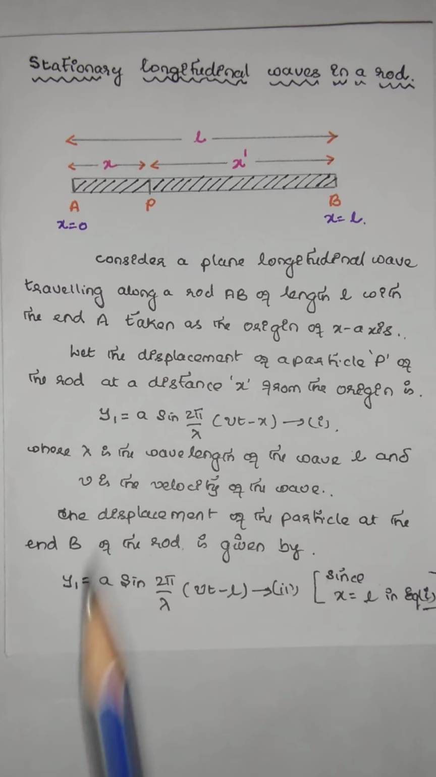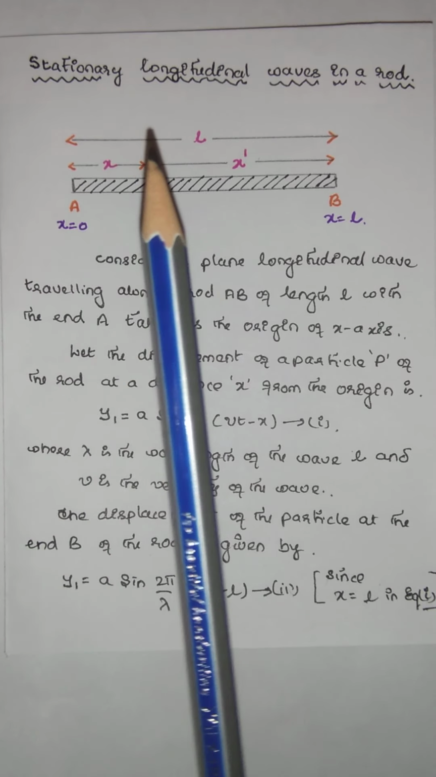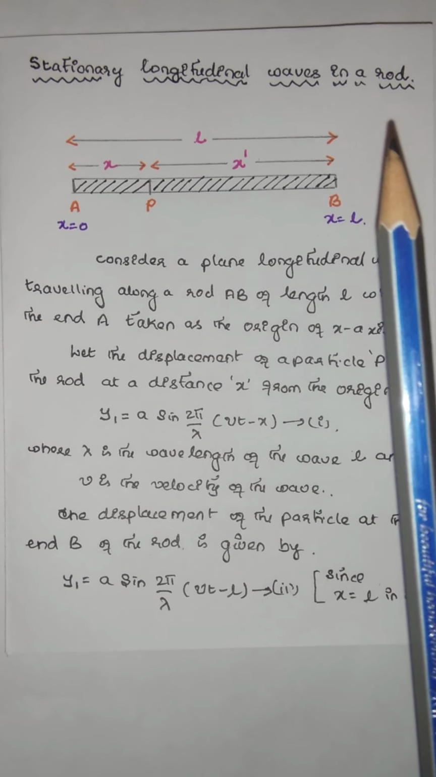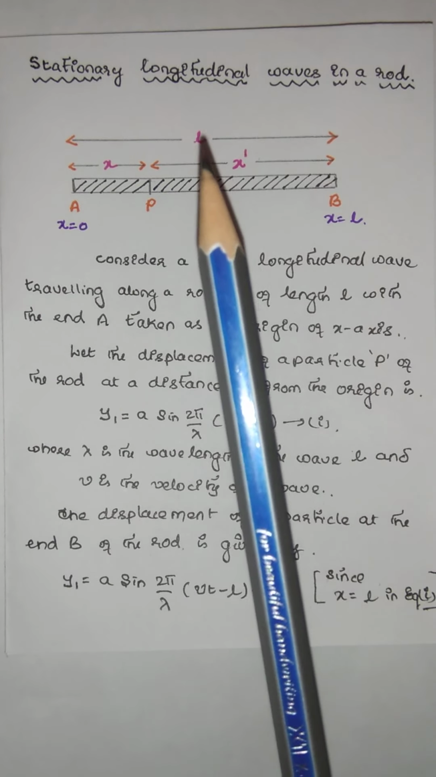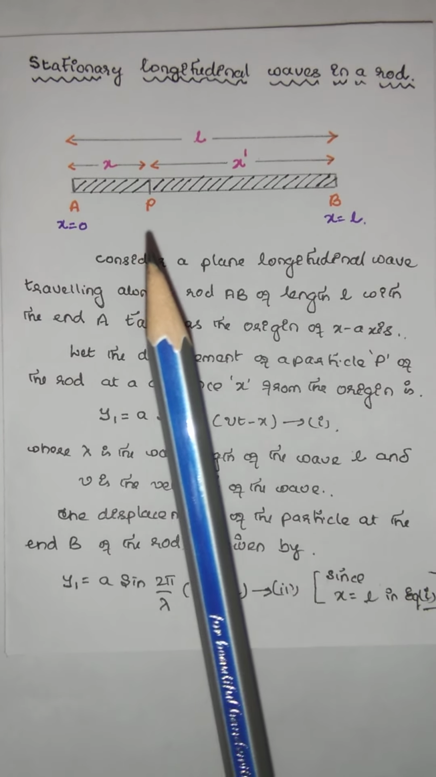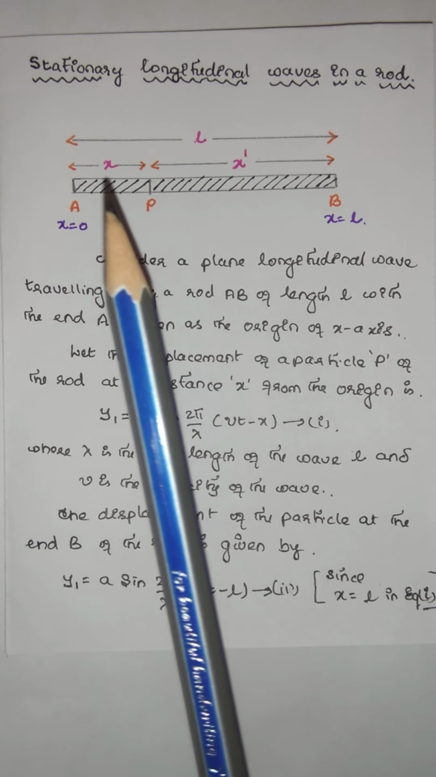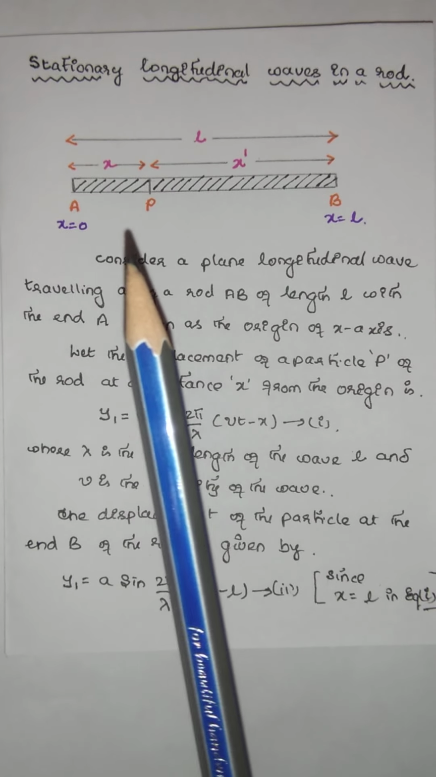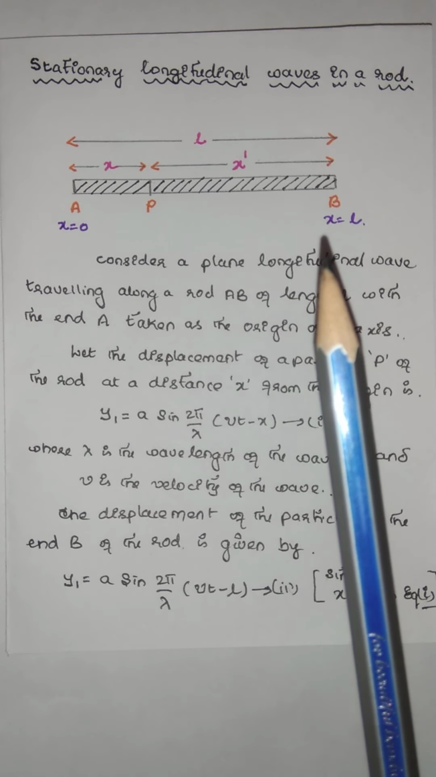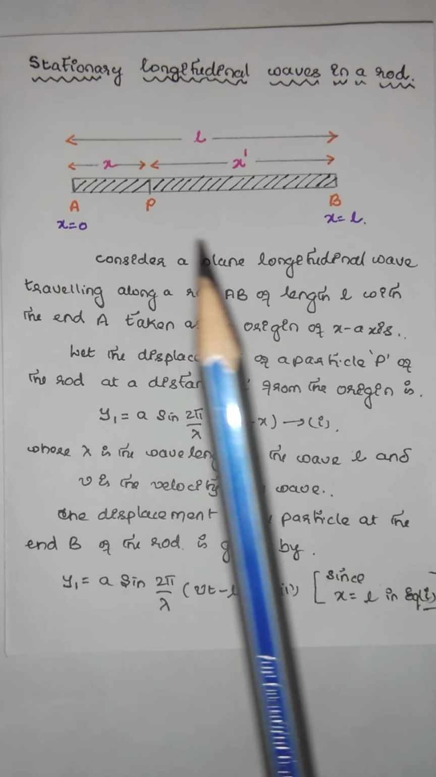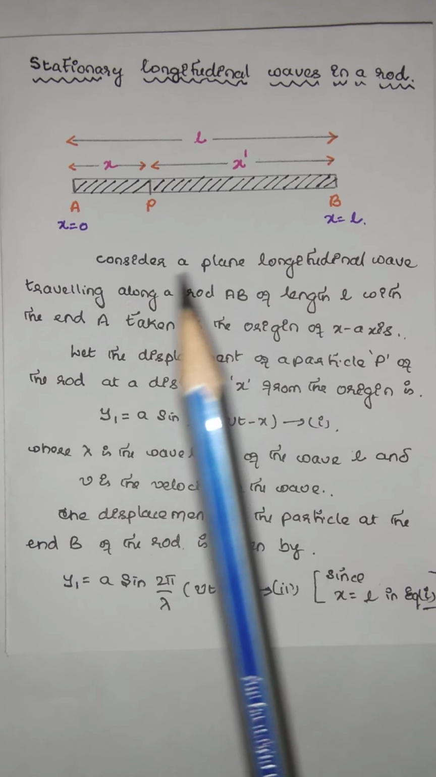Now in this session we shall understand the stationary longitudinal waves in a rod. Consider a rod AB of length L and P is a point at a distance x from the point A and is at a distance x dash from the point B, which is represented as shown in figure.